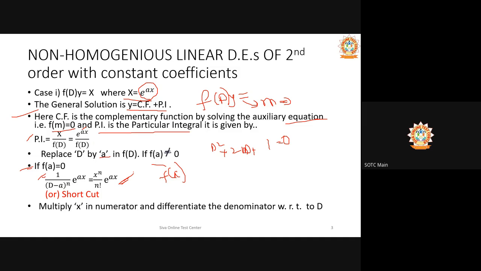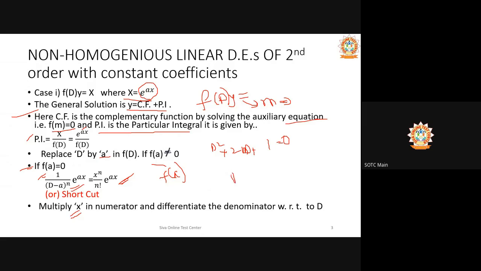Or if you are not able to remember this, you can apply one shortcut here. If it reaches this indeterminate form, that is f of a is equal to 0, then you can multiply x in the numerator and differentiate the denominator with respect to D.